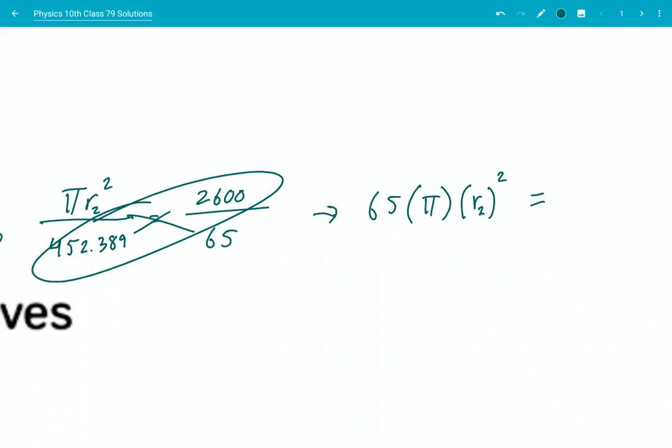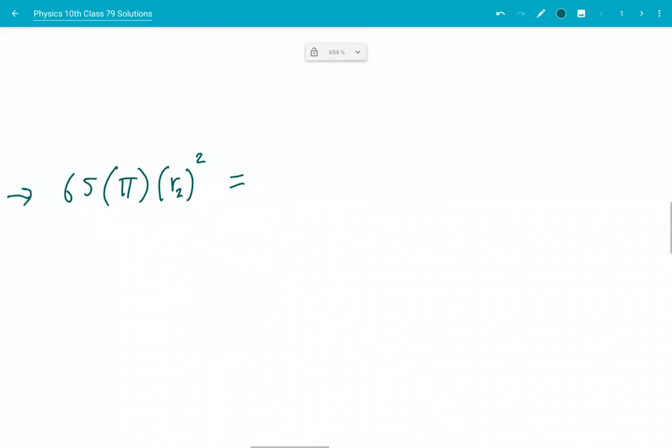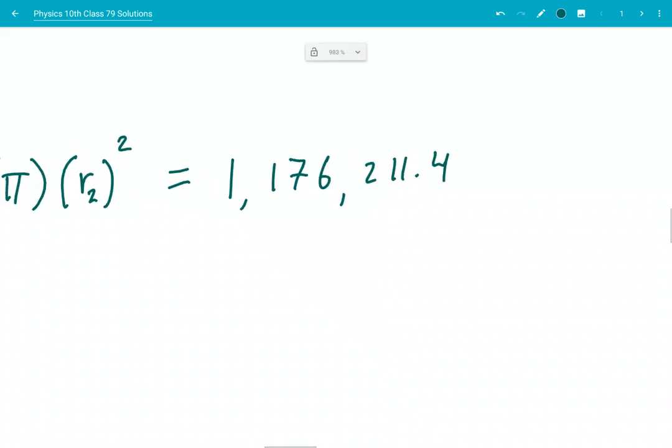So 452.389 times 2,600. Should have put a comma there, but that's not a big deal. We get 1,000,000. I'll write this out. We get 1,176,211.4. That's what we get on the right.